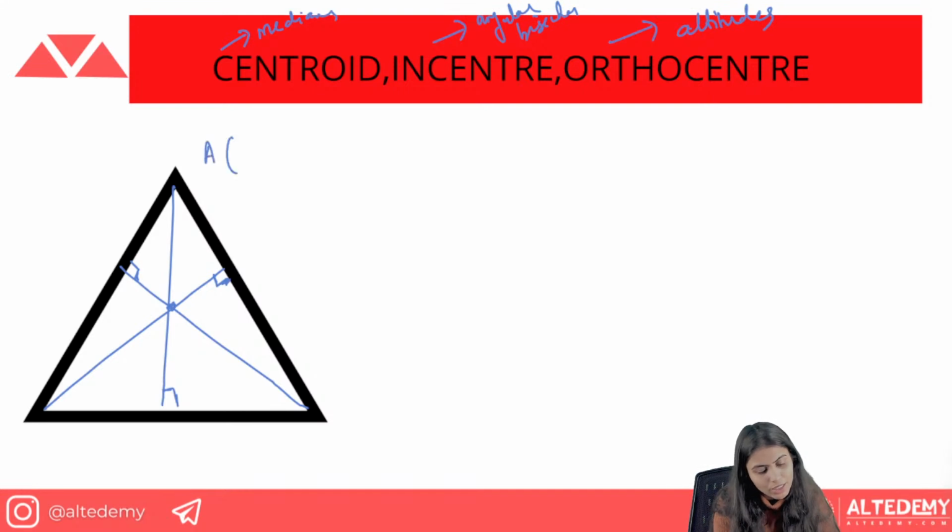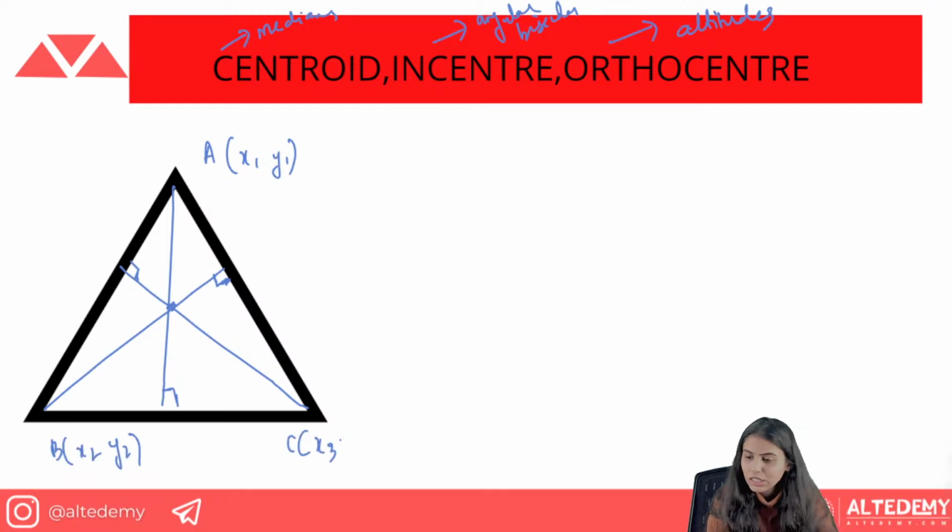We have this point, that is A, (x1, y1). We have point B, that is (x2, y2). We have point C, that is (x3, y3). Okay, so these are the three points. And how do you represent the ortho center? The ortho center is basically the intersection of altitudes. Okay, so you can write the formulas.